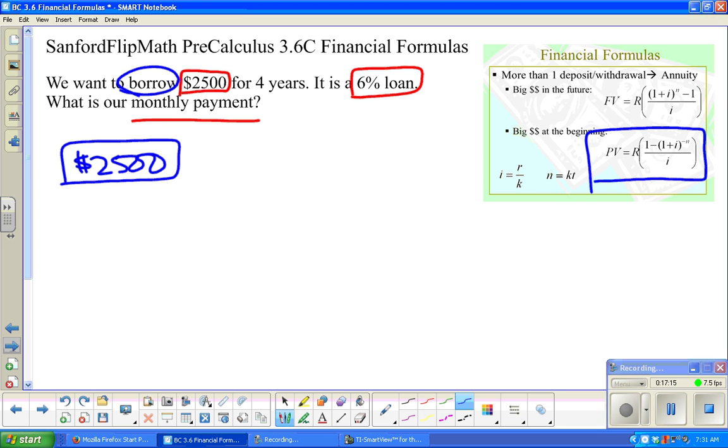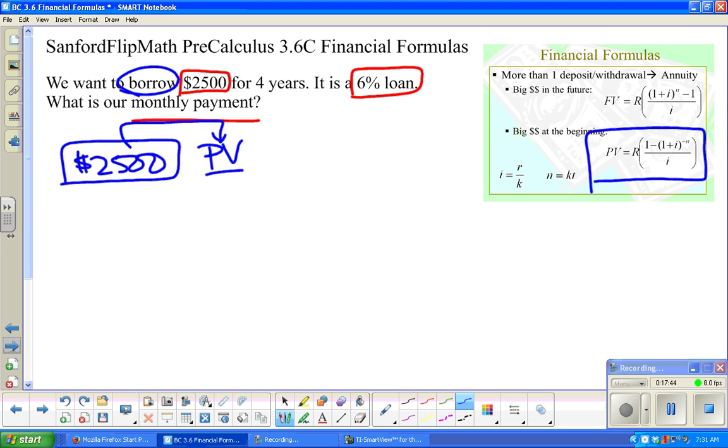Okay, so I charge something on my charge card for $2,500. I want it to be paid back in 4 years. The charge card is giving me a sweet deal of 6%. Charge cards are usually in the 15 to 25% range, which is a whole lot more. All right, so we're going to borrow, since the big money is in the present, it is in the now, it is the PV, and that number is the PV, the present value.